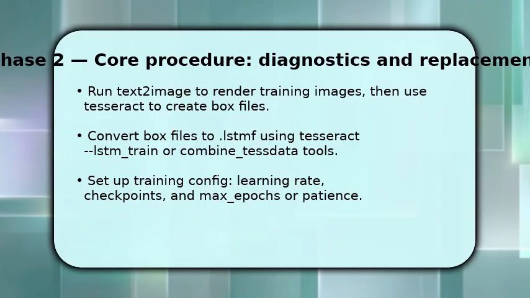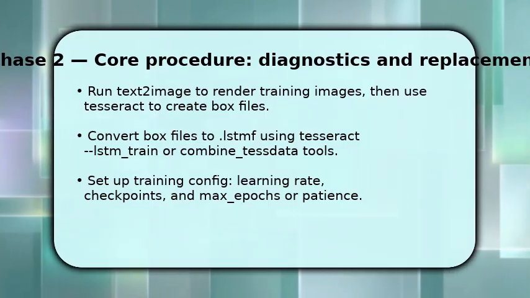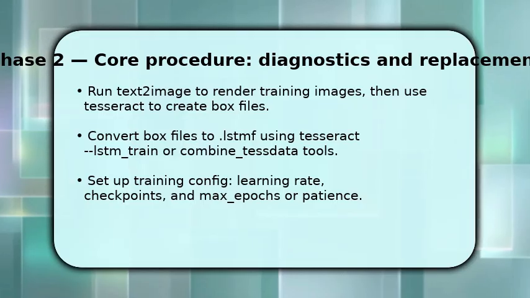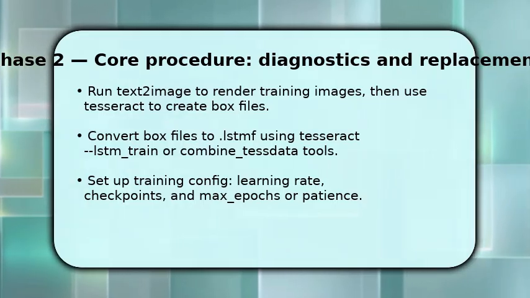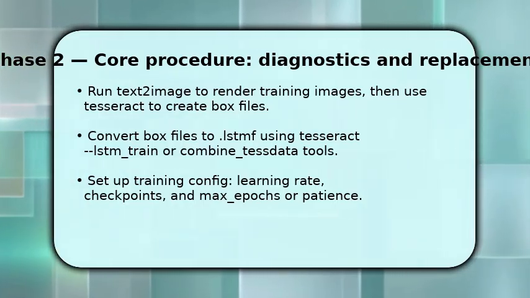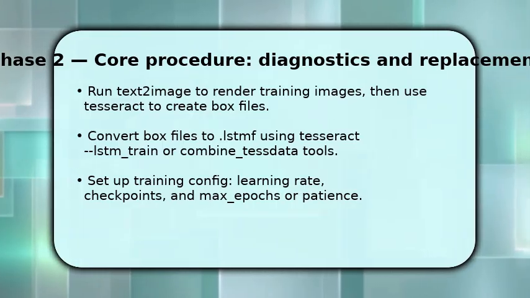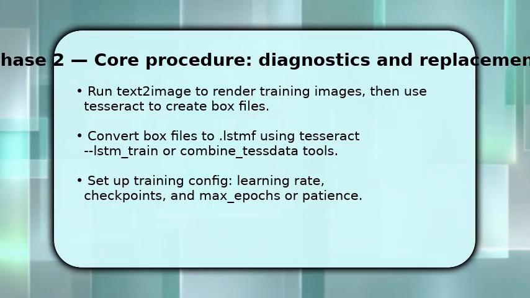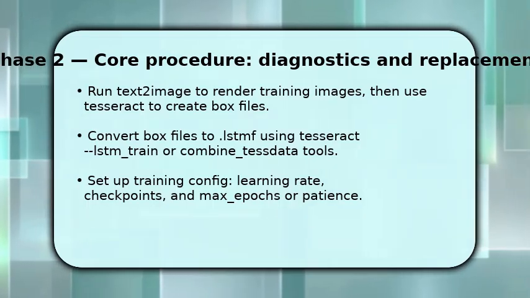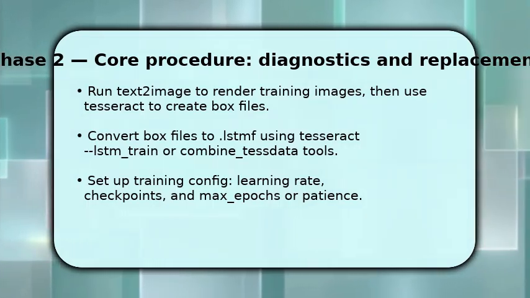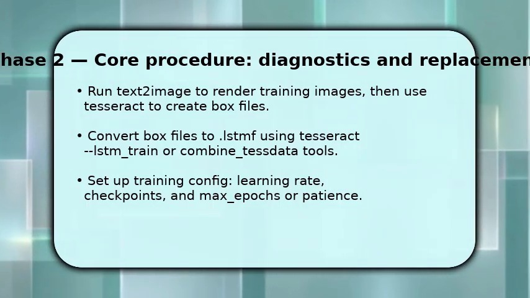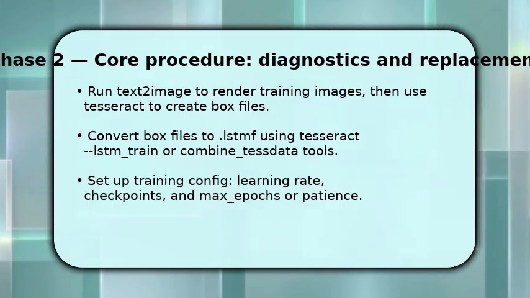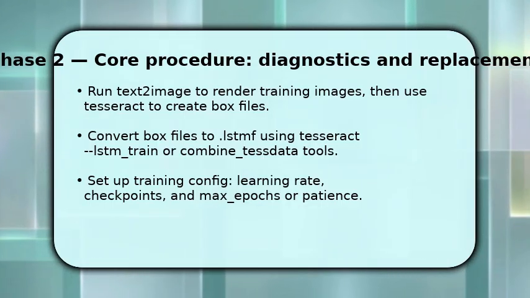Now you move into conversion and training prep, where precision matters. Use text2image to render high-quality training images and produce box files, then run Tesseract with lstm.train to convert those boxes into LSTMF files. Once you have many LSTMF entries, create a training list and configure LSTM training parameters, specify a learning rate, appropriate checkpoint intervals, and a stopping criterion.